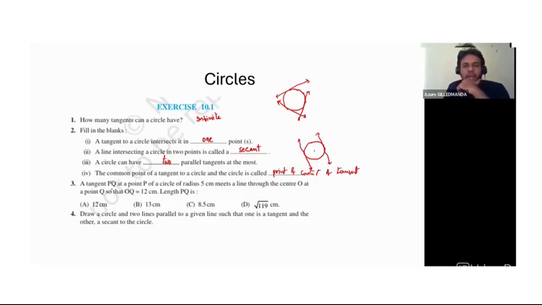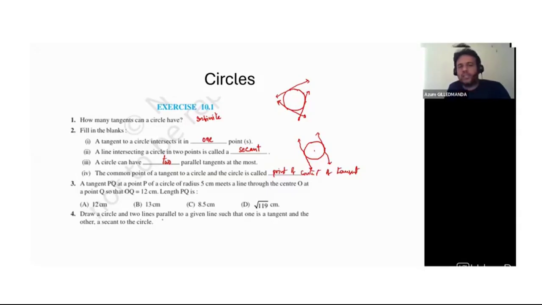Then, a tangent PQ at a point P of a circle of radius 5 centimeter meets a line through the center O at a point Q so that OQ is 12 centimeter. Find the length of PQ. Yeah, the length of the tangent we will discuss next. Okay, and what is the next one?